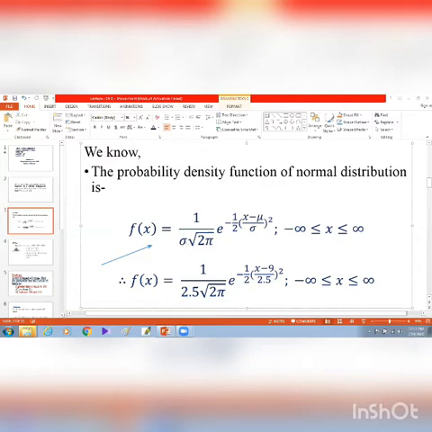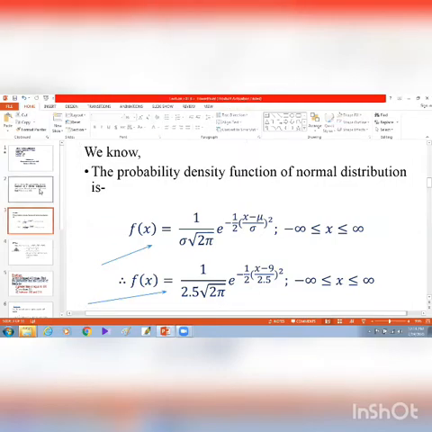So the required probability density function will be f of x equal to 1 divided by 2.5 square root 2 pi e to the power minus half x minus 9 divided by 2.5 whole square, where x lies between minus infinity to plus infinity. This is the first part of the problem.